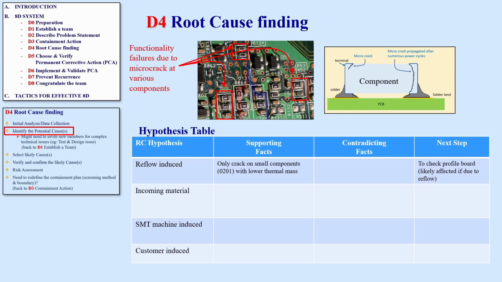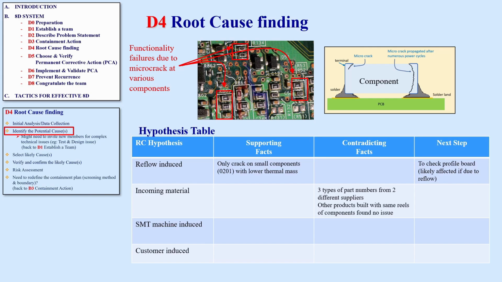We rule out the hypothesis of incoming material, because a total of 3 different components were affected, and from 2 different suppliers. From a probability point of view, it is unlikely that coincidentally all the 3 components from 2 different suppliers had a quality issue at the same time. Furthermore, some other products were built with the same reels of components too, but found no issue.